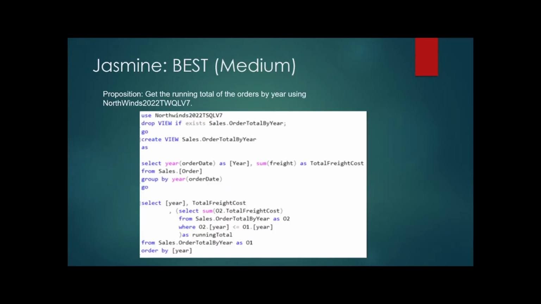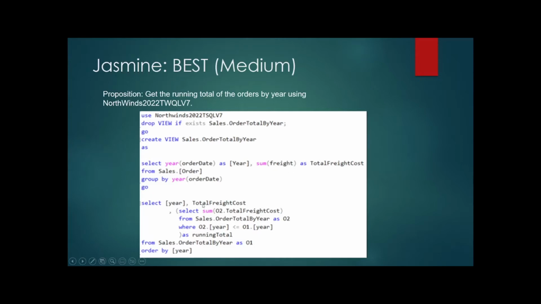Proposition: get the running total of the orders by year using Northwind's 2020 T-SQL v7. To get the running total, first create the view that summarizes the sales total by year. In this view, use the group by year, by order date, and use the sum function to get the total of the sales.